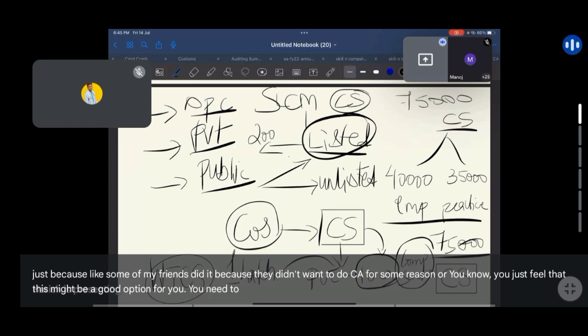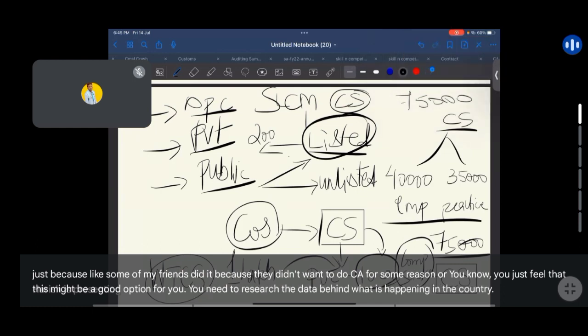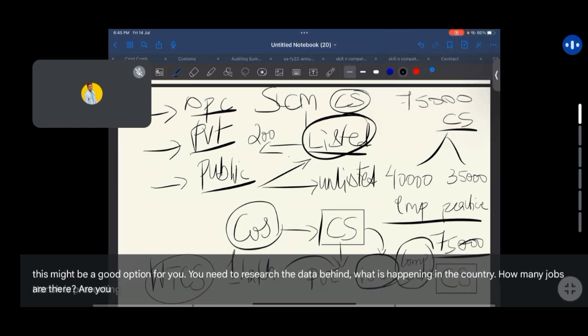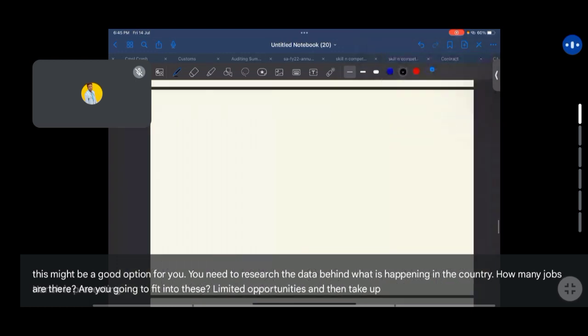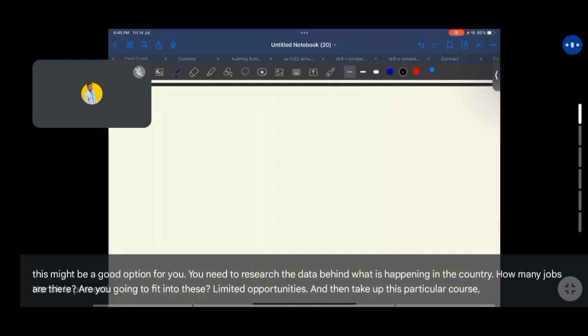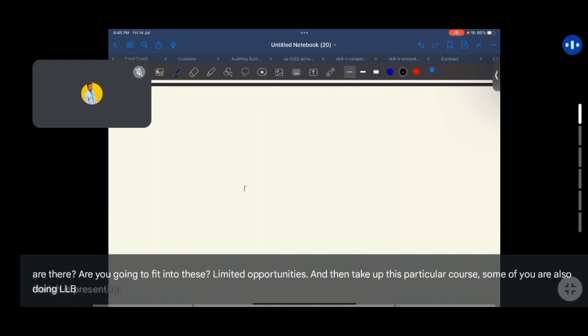You need to research the data behind what is happening in the country, how many jobs are there, are you going to fit into these limited opportunities, and then take up this particular course. Some of you are also doing LLB. Somebody pointed this out to me in the other class. So that's a good combination to have, LLB and CS.